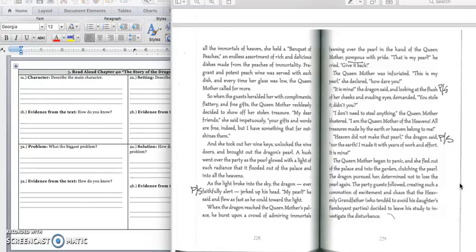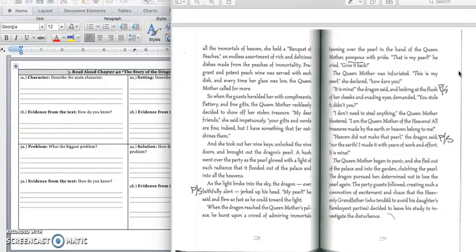As the light broke into the sky, the dragon, ever faithfully alert, jerked up his head. "My pearl," he said, and flew as fast as he could toward the light. When the dragon reached the Queen Mother's palace, he burst upon the crowd of admiring immortals, fawning over the pearl in the hand of Queen Mother, pompous with pride.